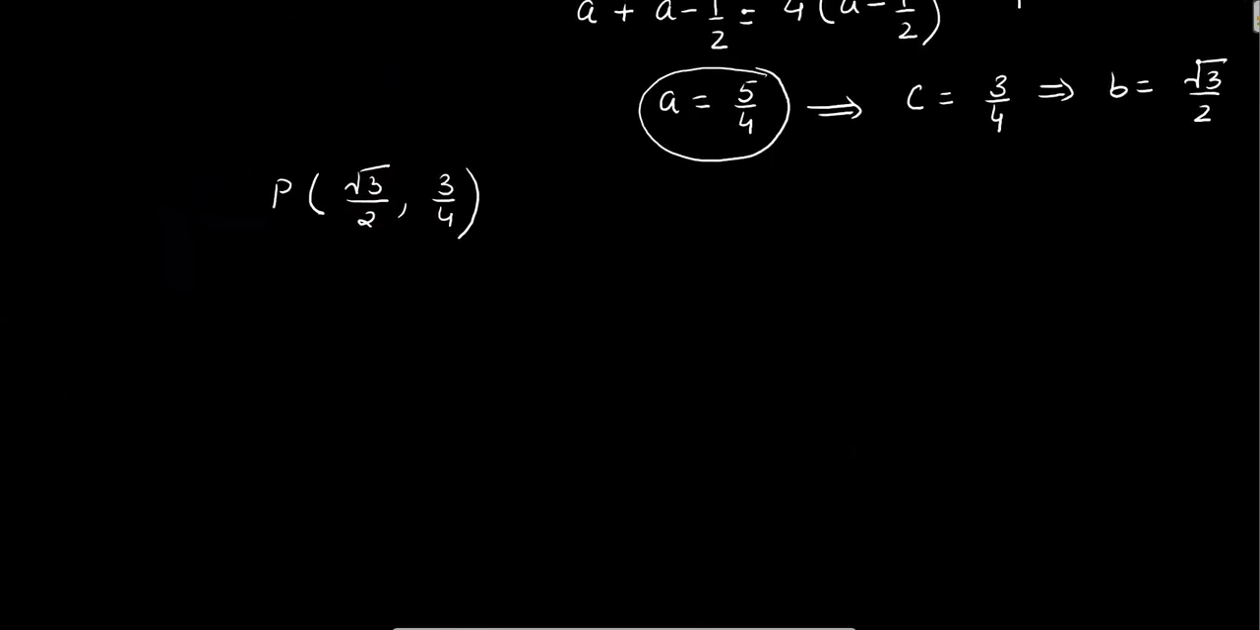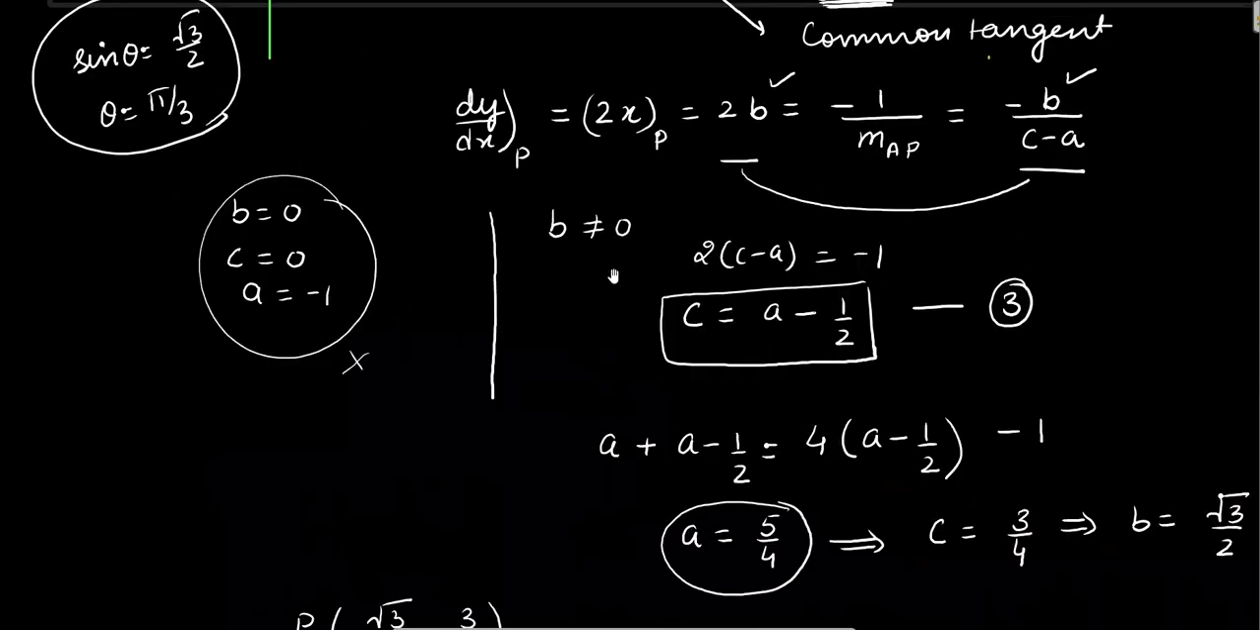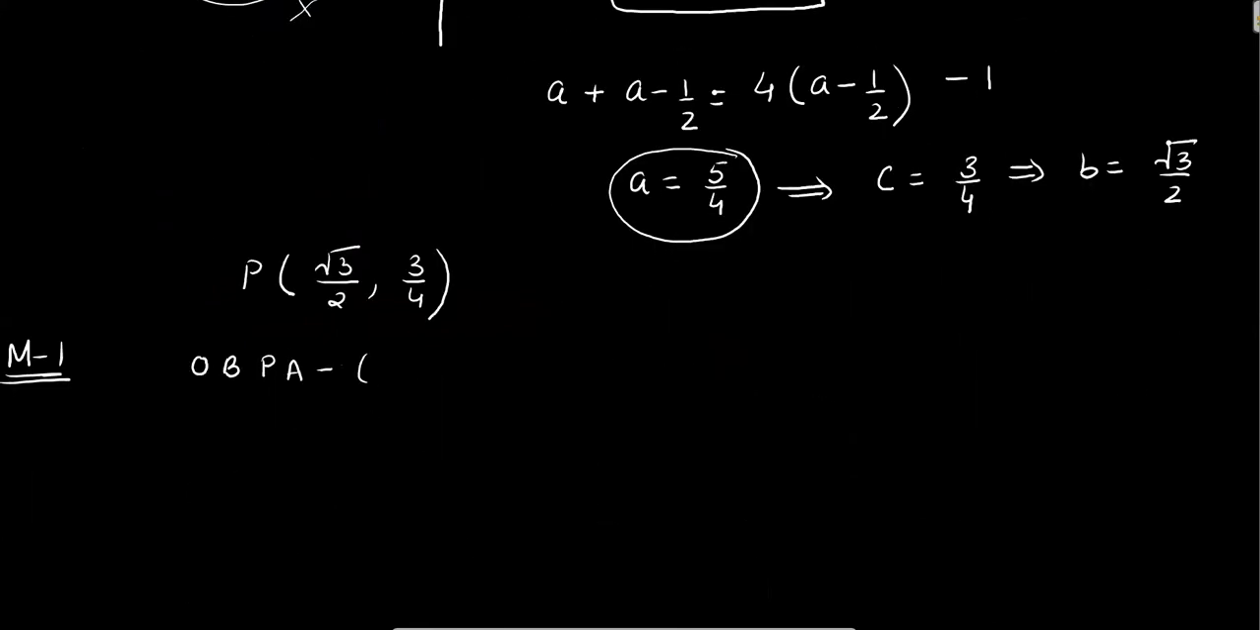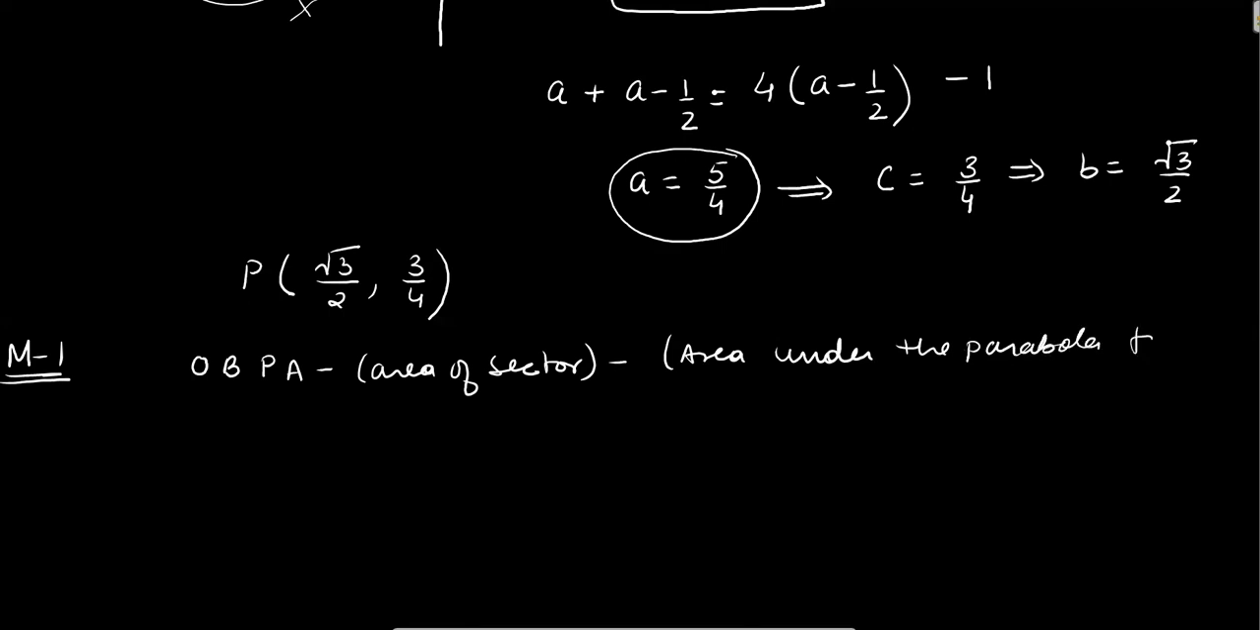So I will be writing down now method 1. What is method 1? First of all, calculating the area of the trapezium. So it is going to be OBPA, where the center of the circle that we have taken is C, minus the area of the sector, and minus the area under the parabola. Area under the parabola in the first quadrant from 0 to B. So all these three values now we are going to calculate individually.